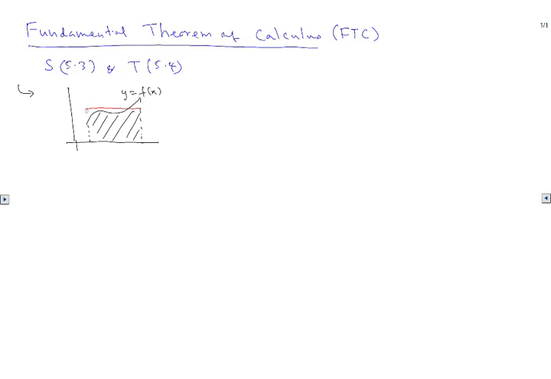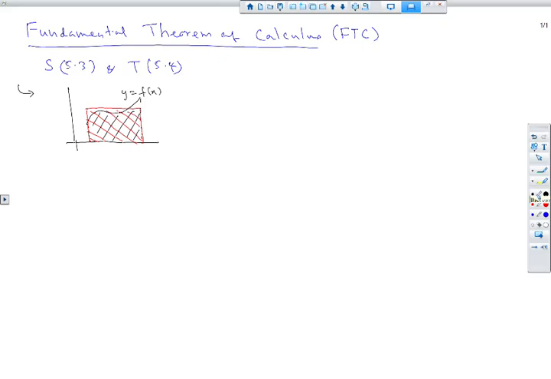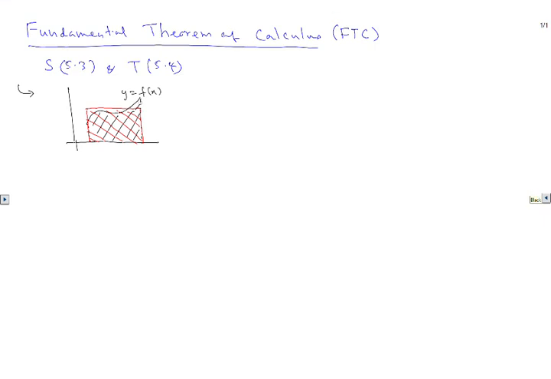If you look at this rectangle, it has the exact same area as the area below the curve. That's the idea. This rectangle has a height, and that height is what we call the average value of the function.